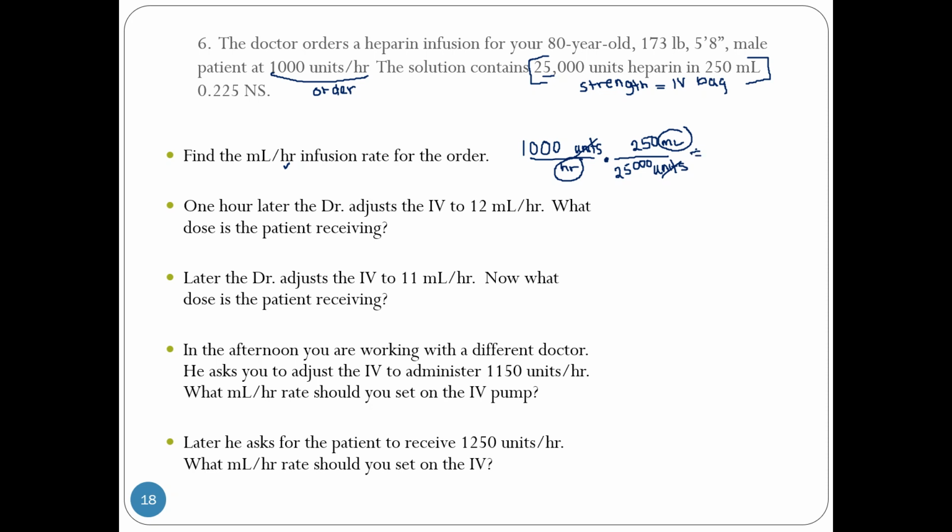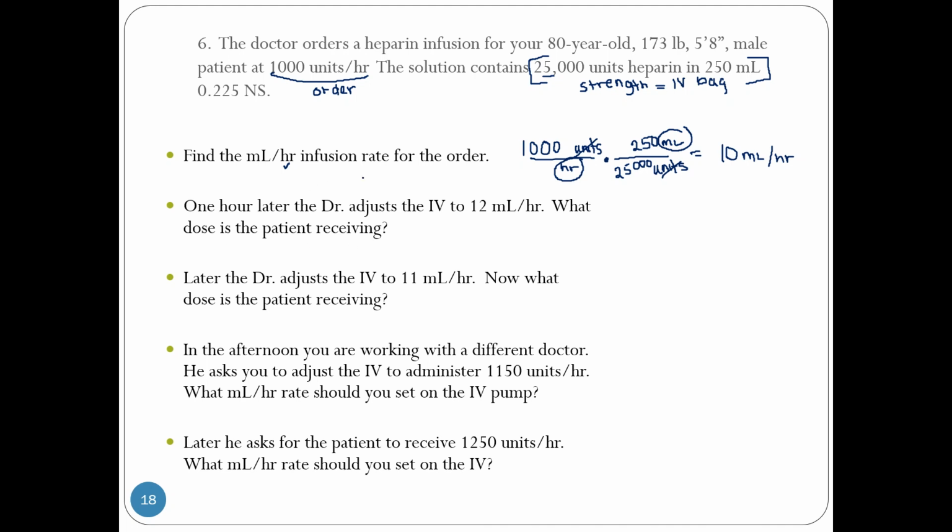So I will take 1,000 times 250 and divide it by 25,000. And I come up with 10 milliliters per hour. 1 hour later, the doctor adjusts the IV to 12 milliliters per hour. So I see that that's an increase. And I am asked, what is the dose that the patient is receiving?